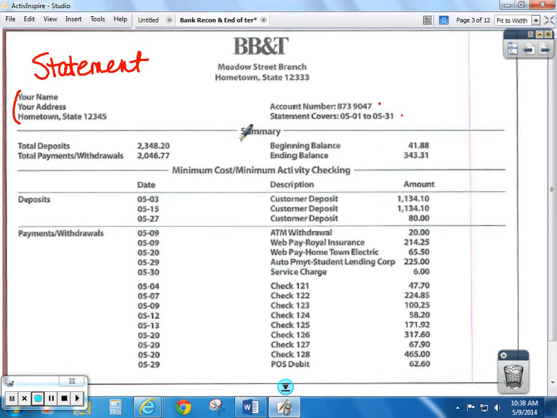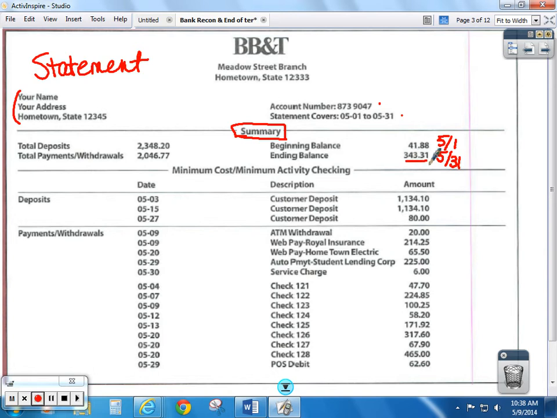The first part of your statement is always going to be a summary, and it's going to tell us the beginning balance, how much the bank said that you had as of May 1st. It's going to tell you your total deposits, that's all of your deposits added up together, and your total payments and withdrawals, all added up together, to come to your ending balance, or what the bank says that you have on May the 31st.